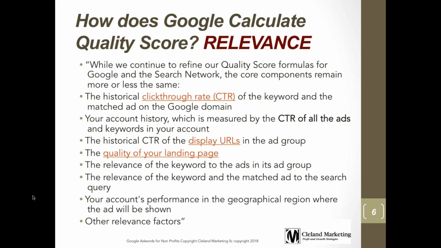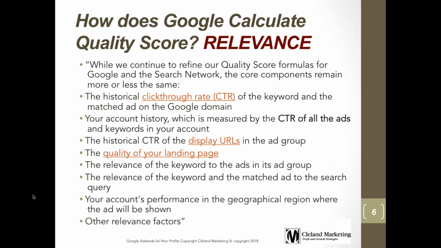It includes the historical click-through rate of the keyword and the matched ad on the Google domain, your account history, meaning a rising tide will float all boats, or if you have very poor keywords in some of your ad groups and campaigns, that will bring your whole account down. The historical click-through rate of that URL that you're taking the person to, the quality of your landing page, what experience the customer has there, the relevance of the keyword to the ad, how well the keyword and the ad are matched to the search query. And then there's this nebulous other relevant factors.